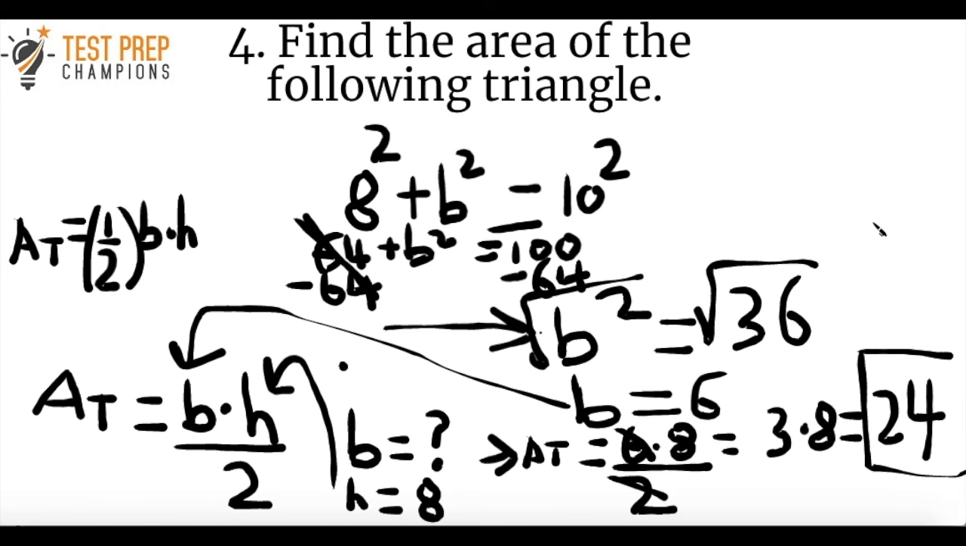So to get this question right, you had to understand how to use right triangles and how to use that Pythagorean theorem to find the missing side of that right triangle. Then once you had both the base and the height of that triangle, you just had to plug those numbers into the formula for the area of a triangle, and that's how we got our answer, which is 24.